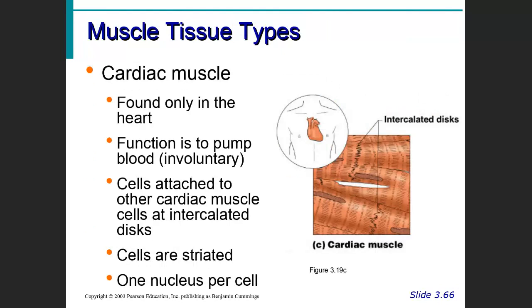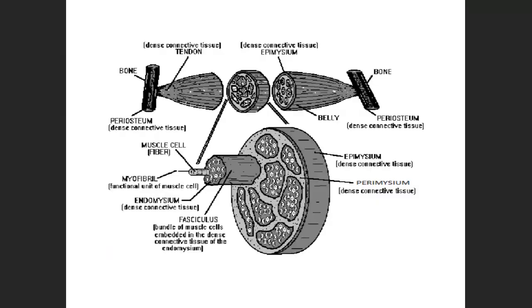You see the branching, one nucleus per cell, and they have those intercalated discs to speed up the impulse across the heart. Its function obviously is to pump blood around the body. It is involuntary, and it's one nucleus per cell, and you see some striations or lines in them.